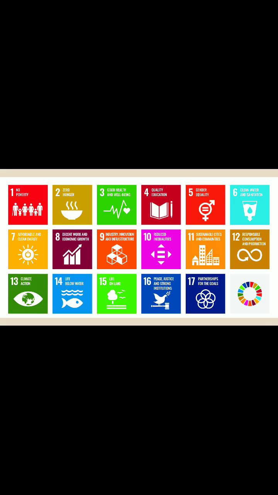So let's see what they are. Number 1, no poverty. Number 2, zero hunger. Number 3, good health and well-being. Number 4, quality education. Number 5, gender equality. Number 6, clean water and sanitation. Number 7, affordable and clean energy. Number 8, decent work and economic growth. Number 9, industry, innovation, and infrastructure. Number 10, reduced inequalities. Number 11, sustainable cities and communities.